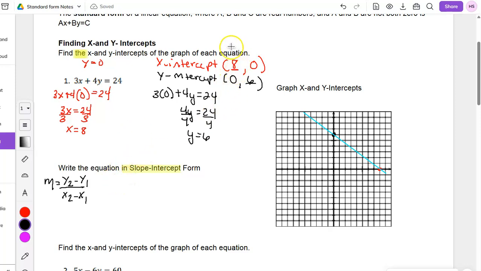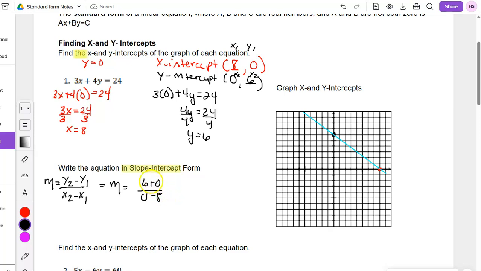I'm going to do x1, y1, x2, y2. You can put them in any order you want. So I'm going to do m equals 6 minus 0, so 6 minus 0, y2 minus y1, over x2 minus x1 would be 0 minus 8. You can't mix these up though.